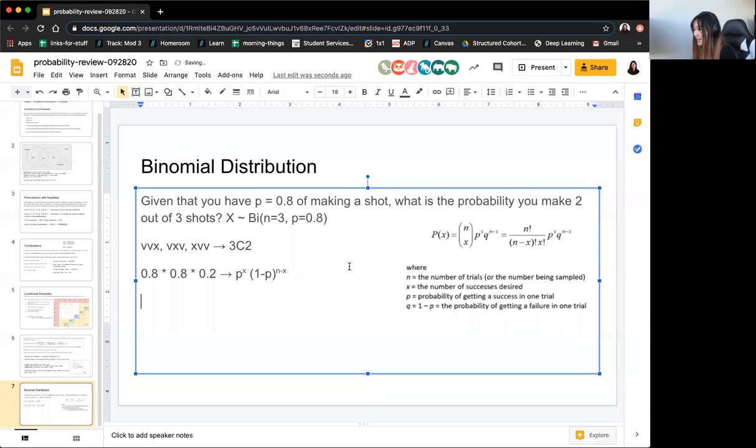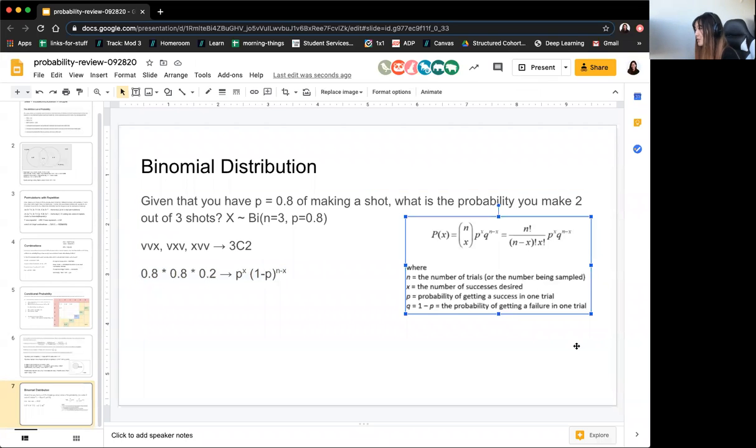And so putting that all together, for any binomial, we're looking at the number of different ways you can get X successes out of n trials, and then taking the product of all the probabilities of the successes and failures. And that's where this formula comes from, which actually works out really nicely.